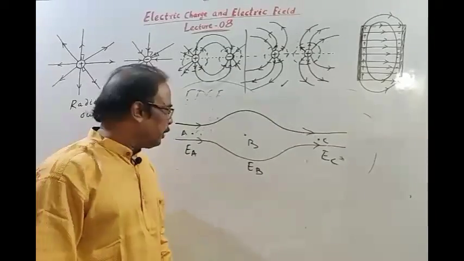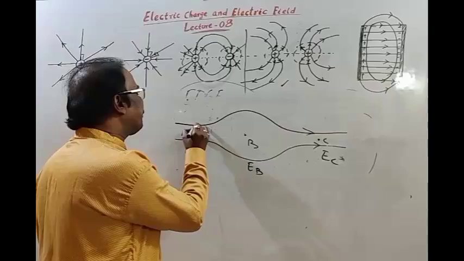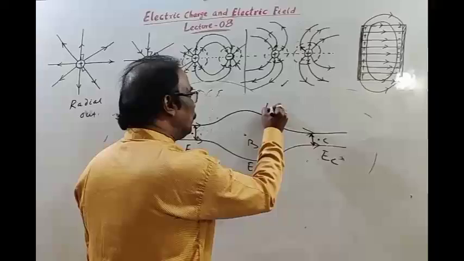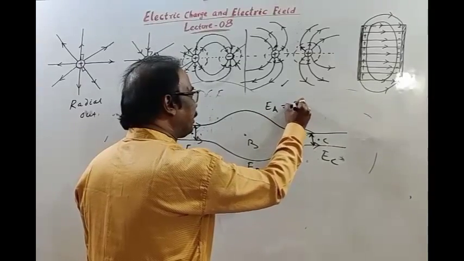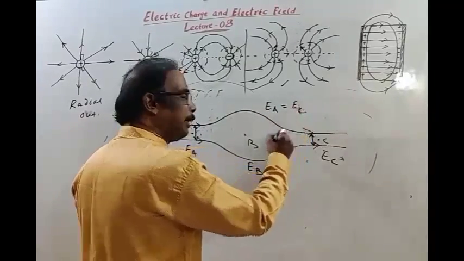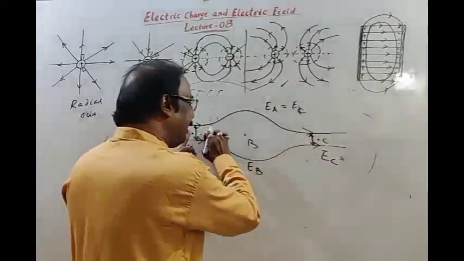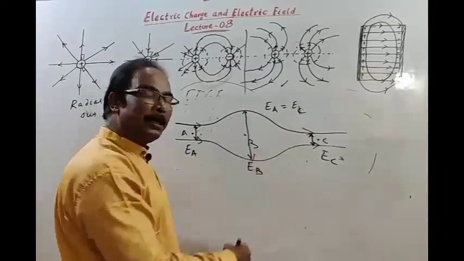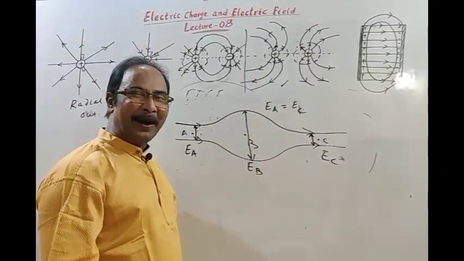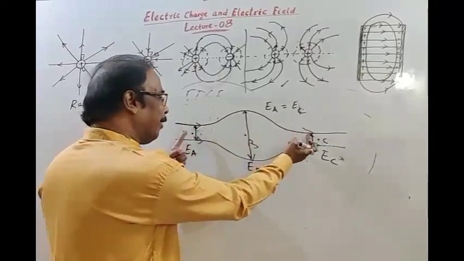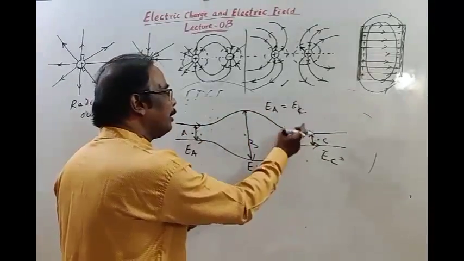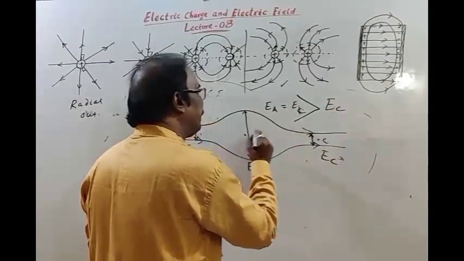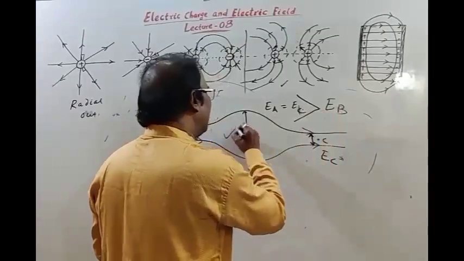How can we relate them? See, the gap here, where point A, this gap is equal to this gap. So the magnitude of electric field at A is equal to the magnitude of electric field at C, because the crowdedness is the same at A and C, between these two regions. And of course here the gap is to some extent more. So where lines of force are crowded, electric field is stronger. Here crowdedness is the same, so electric field at A is equal to electric field at C, but both are more than the magnitude of electric field at B.